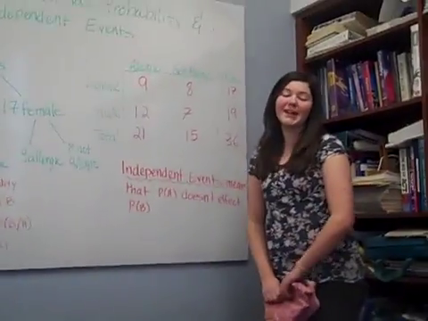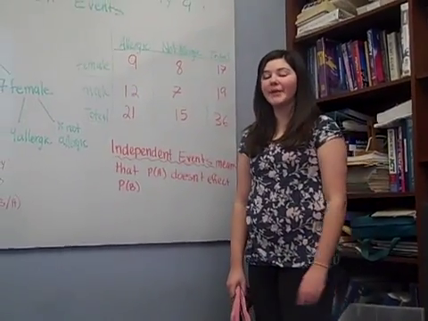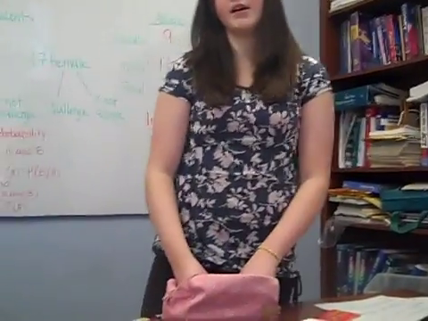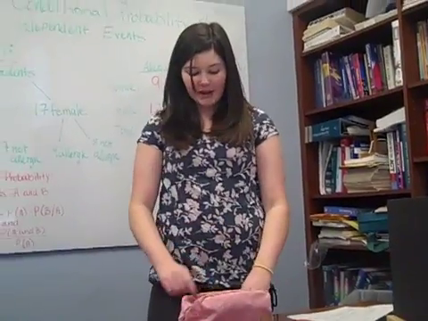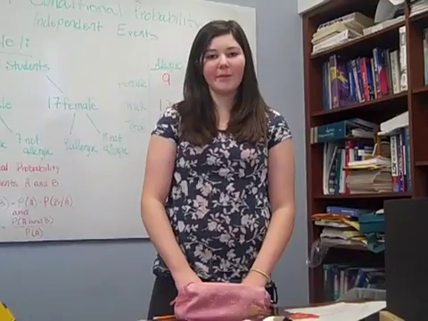And then there are the independent events. This means that the probability of A will not affect the probability of B. So let's say I have a bag full of green and yellow squares. If I pull out a yellow square and put it back in, this does not affect the probability of me picking out another different shape.